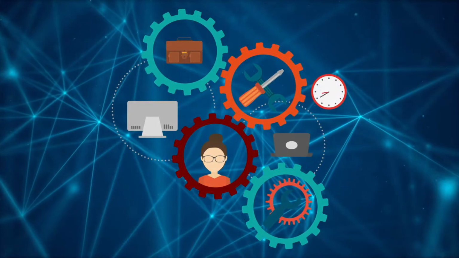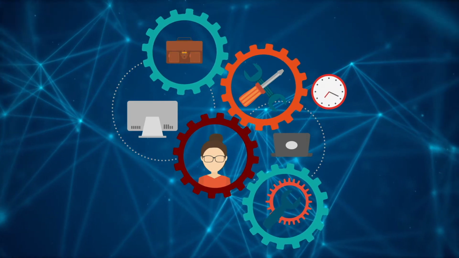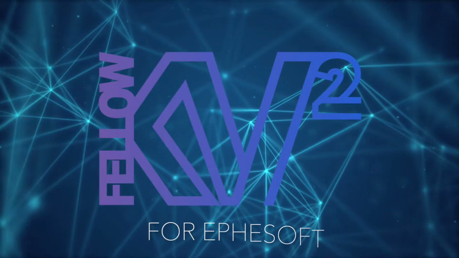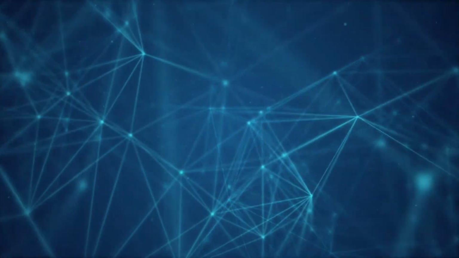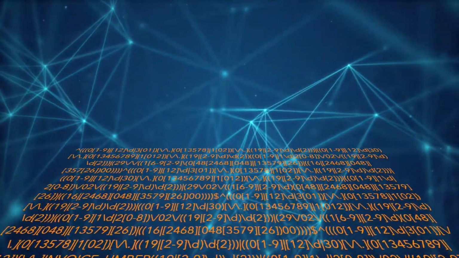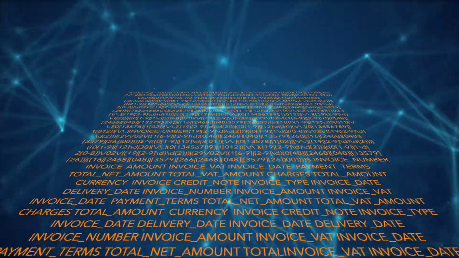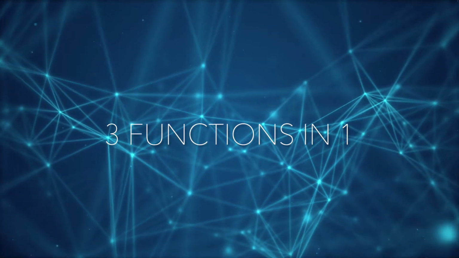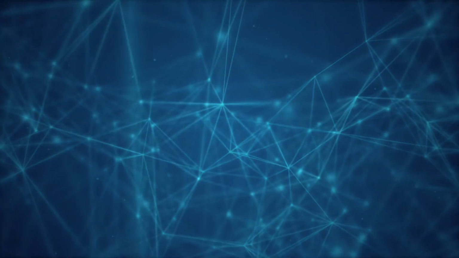To optimize this process, automate it, and make the system a self-learning system, we developed the FellowKV²-Plugin for FSoft. This machine learning plugin is able to train the FSoft Transact software to identify the right data during your digitization process. It can perform these three functions at once.